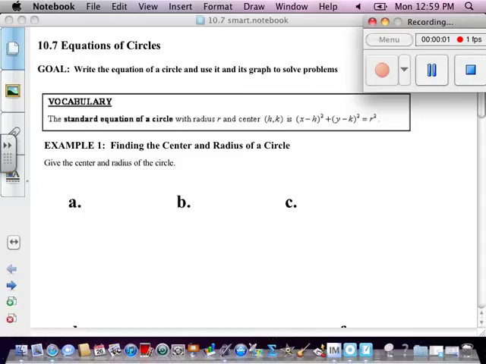Look at 10.7, which is equations of a circle. We're going to write the equations of a circle and use it to graph and solve the problem. I know it says graph, but it's really not that hard.